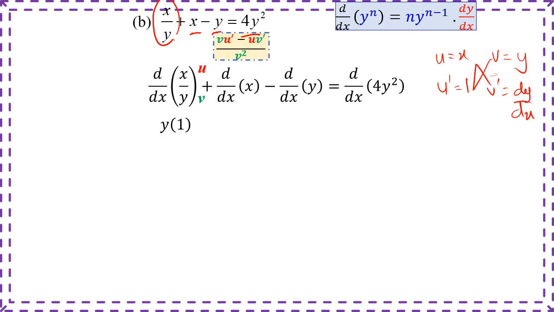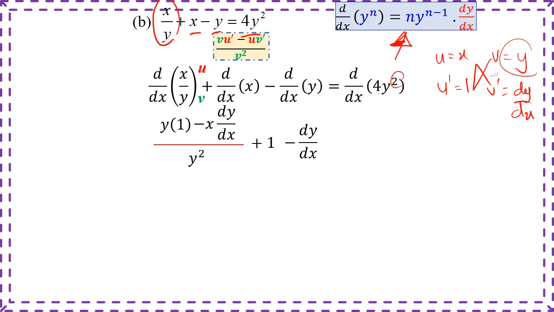Directly applying the quotient rule, we get y multiplied by 1 minus x multiplied by dy/dx divided by y squared. The v squared is y squared. And then differentiate x with respect to x is equal to 1. And then differentiate y with respect to x is dy/dx. So minus dy/dx equal to differentiate 4y squared. So 4 is the coefficient. So applying the formula for implicit, it will be equal to 8y dy/dx.